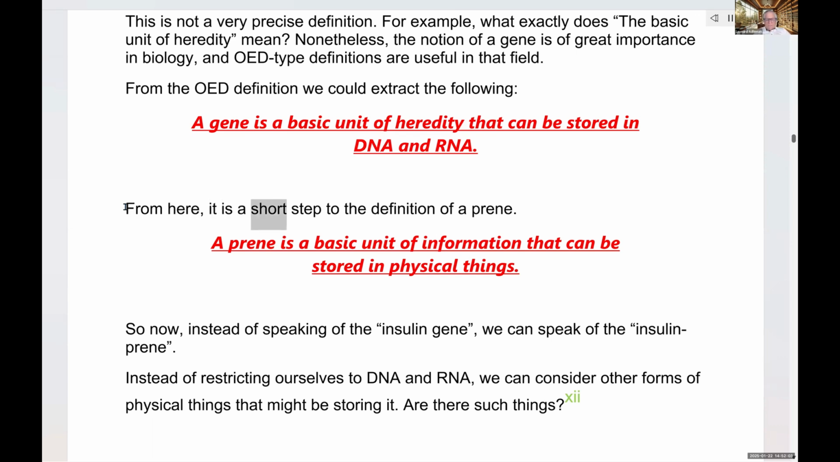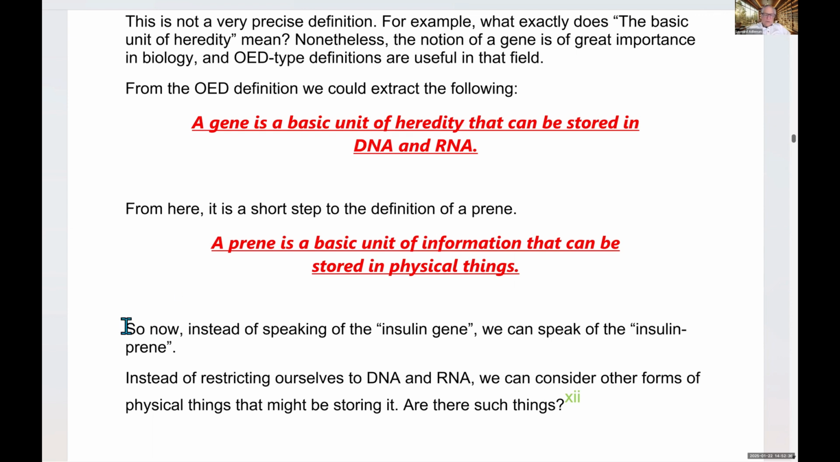From here, it is a short step to the definition of a preen. A preen is a basic unit of information that can be stored in physical things. So again, a preen is not something that's material, but it can be stored in material things. And we'll see examples of this that'll help clarify.